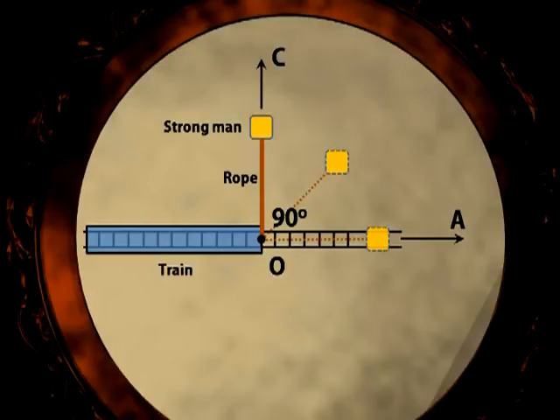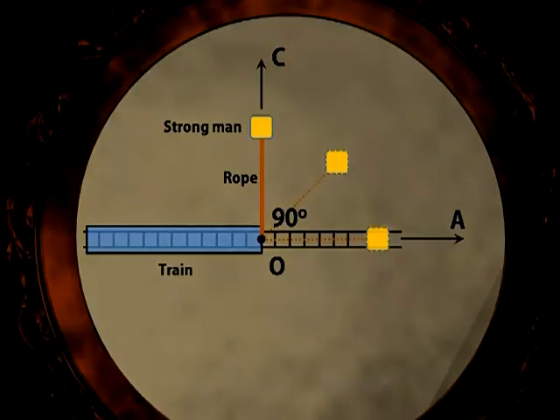Mathematically, this is described by saying that the strong man's force has no component in the direction that the train is facing. In the context of direction of force, AO and CO have no effect on each other or cannot influence each other. AO is without CO, or AO is the negation of CO.